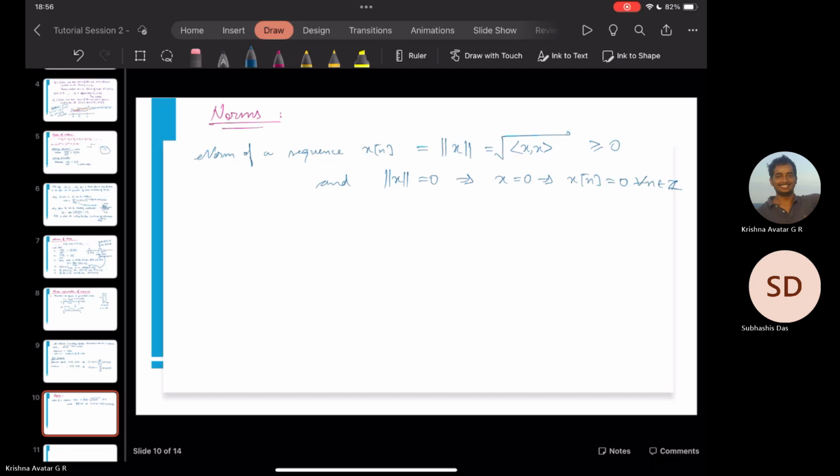And so for real signals, we can define, say, for real signals x1 and x2, n equal to minus infinity to plus infinity x1n comma x, right?